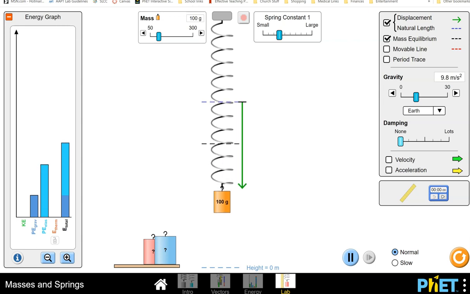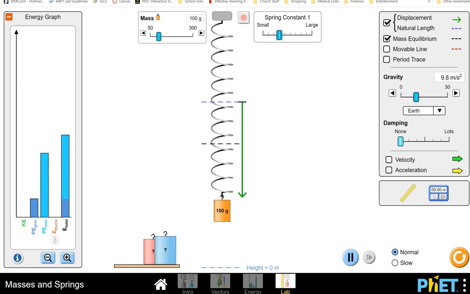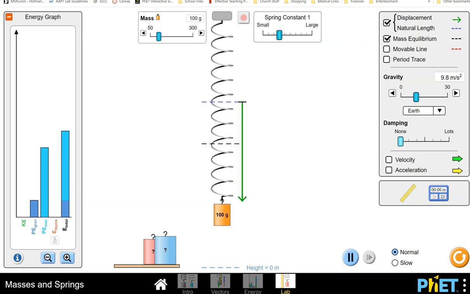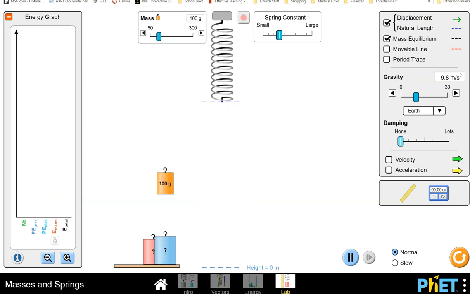Now, if I take this mass and pull it downwards, the total energy has increased because I've caused the spring to stretch more. The gravitational potential energy decreased because the mass is closer to the bottom line where height is equal to 0. But the elastic energy is bigger because that stretch is squared, which I'll remind you of when we get back to the whiteboard. But, oops, I didn't mean to pull it off.